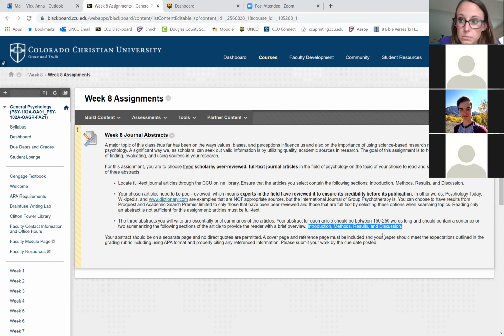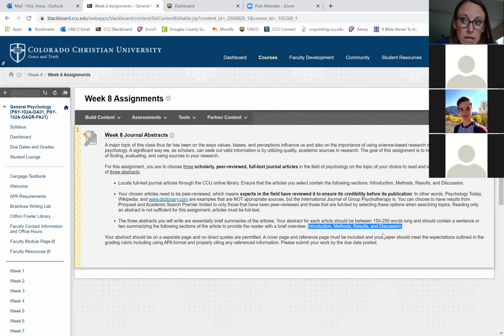So what you can do for these abstracts, because you might be thinking, how will I select an article? Some people like to pick 3 random articles about 3 random topics and use it for exploration. That's fine. As long as you do 3 academic journal articles, you're good to go. Okay. But what most people do and what they often find very helpful is choosing 3 academic journal articles, peer-reviewed, full text, that relate to the final paper topic that they want to submit for week 9.